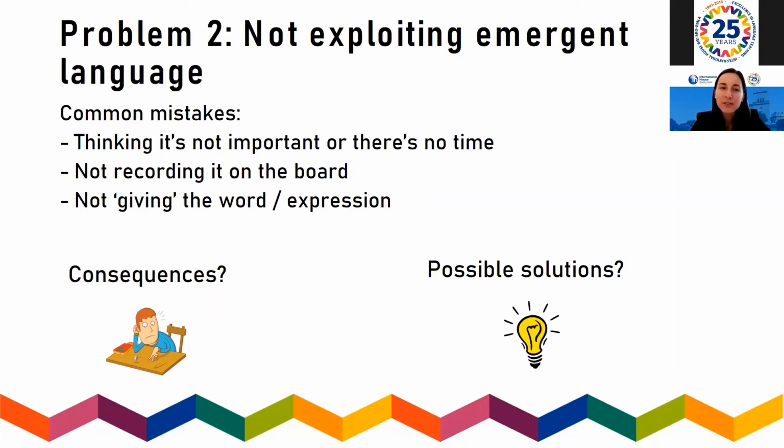If we think about the potential consequences of not exploiting emergent language with our students, of neglecting it, short term or long term, what might be those consequences? Can you let me know what you think in the chat box?